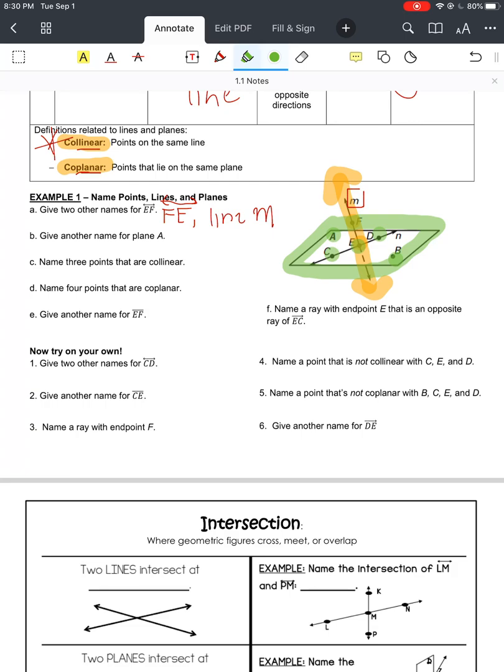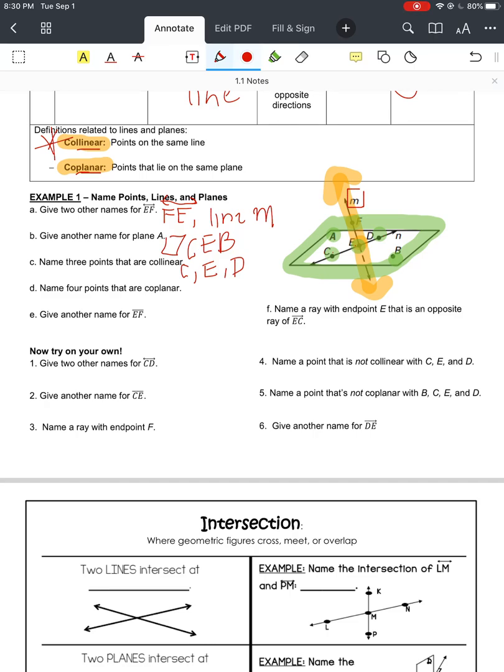C, E, and D are all on the same line, so I'm going to be careful to not choose C, E, and D. So instead, I'm going to call it plane CEB. You could call it BED, DEB, CBE. Order of the letters does not matter as long as you do not choose CED. So that leads us into letter C. Name 3 points that are collinear. Well, C, E, and D are all on the same line. We needed to know that to correctly answer letter B.